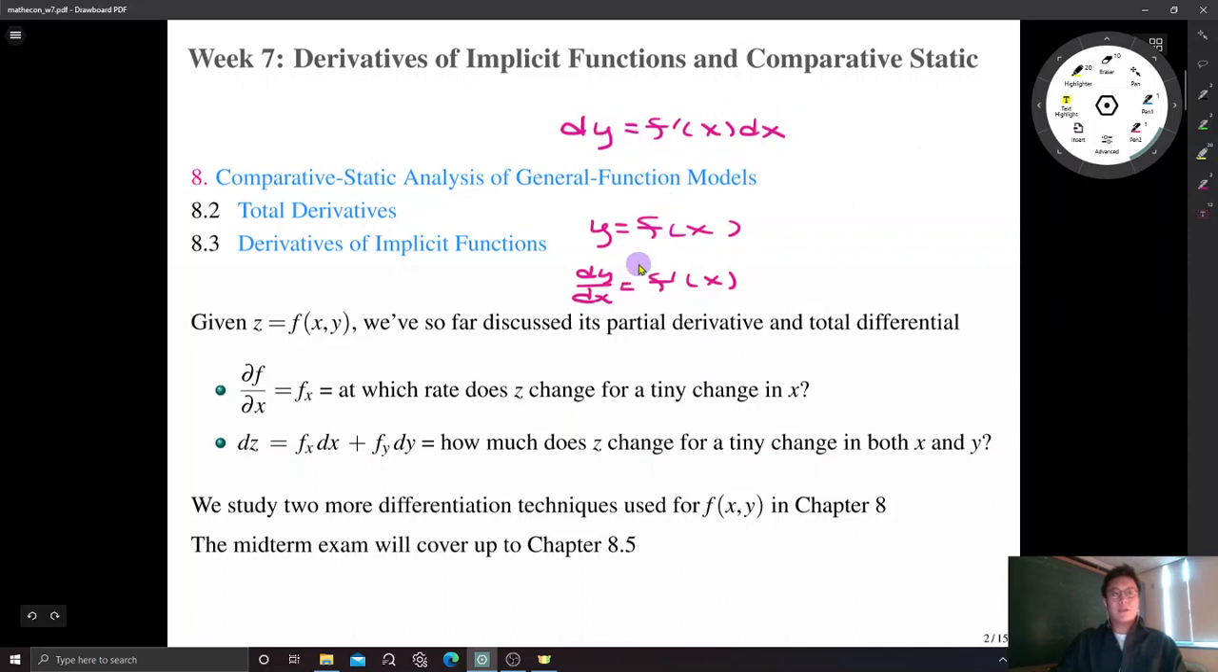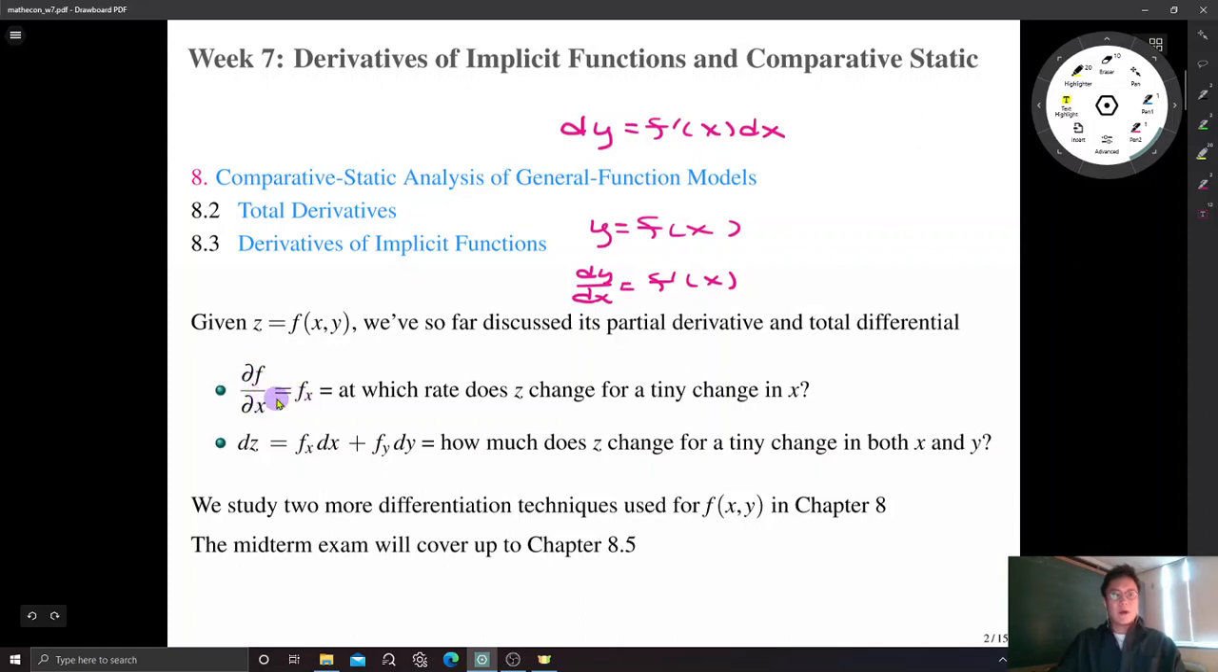So the derivative is the rate of change because we divided dy by dx, and the differential is more like a variation of function, a linear approximation of function change. And then in case of two variable functions, f depends on two variables x and y, and we define the partial derivative. So the partial derivative is the derivative that pertains to rate of change.